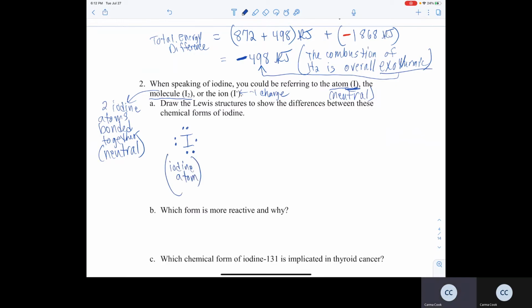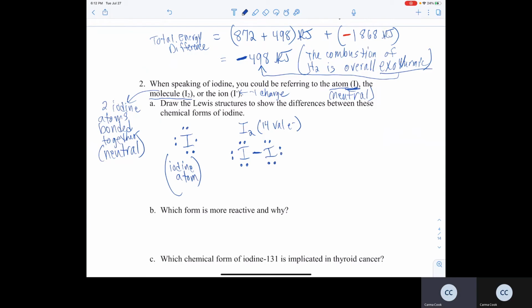The iodine molecule, I2, has 14 valence electrons. Each iodine has 7. So to draw its Lewis structure, I put my single bond connecting the 2 iodine atoms together. That's 2 electrons. Then I'm going to put 6 electrons around each iodine in the Lewis structure, showing all 14 valence electrons.